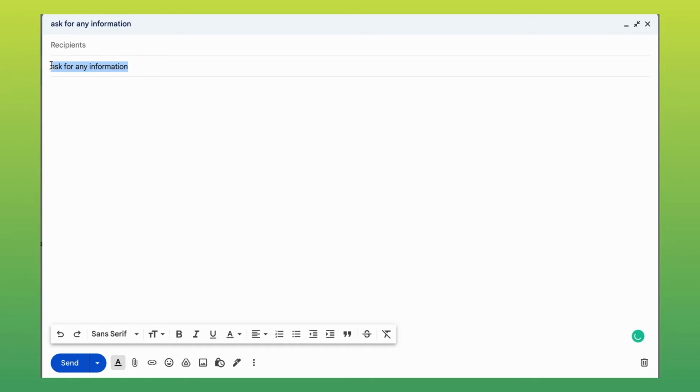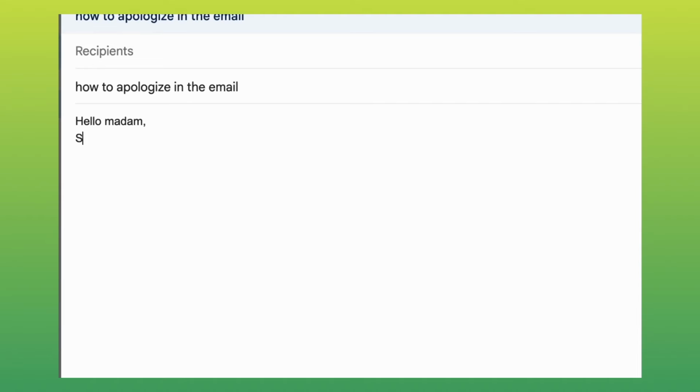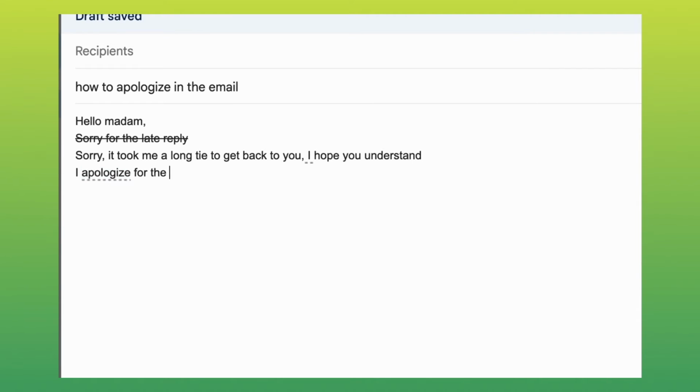This part will cover how to apologize in an email. Usually what we write is sorry for the late reply. This is the most likely thing we write in our emails if we want to apologize. Now what can we write instead? Instead of sorry for the late reply, we can write sorry, it took me a long time to get back to you, I hope you understand. We can write this in a humble way. Then we can also write I apologize for the late response. Then we can write sorry, it's been a long time since my last reply, etc.